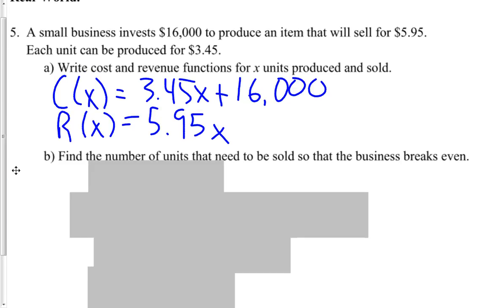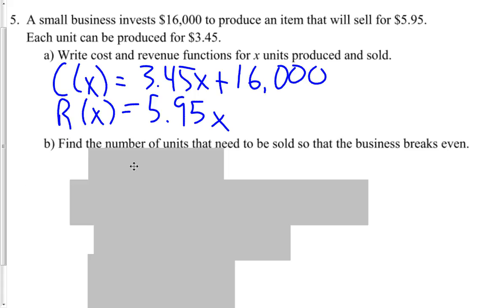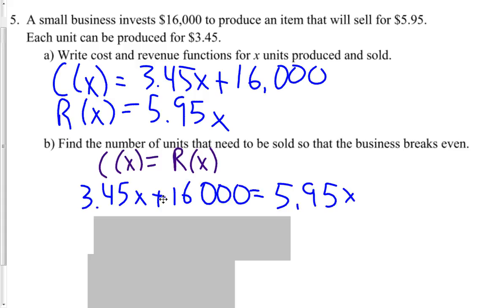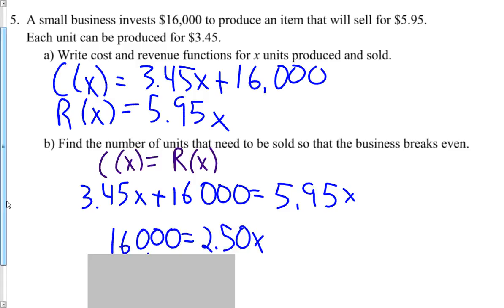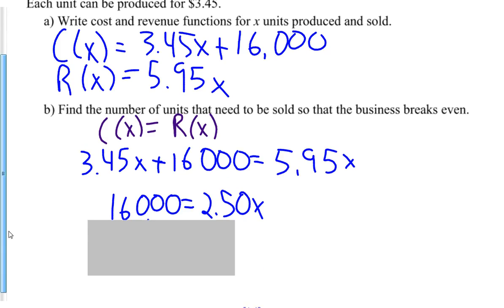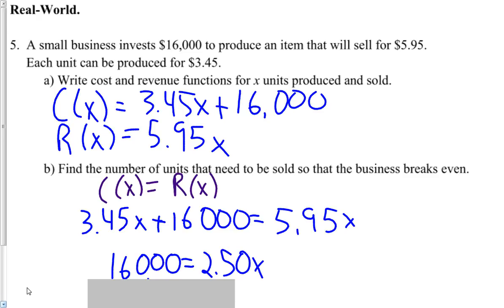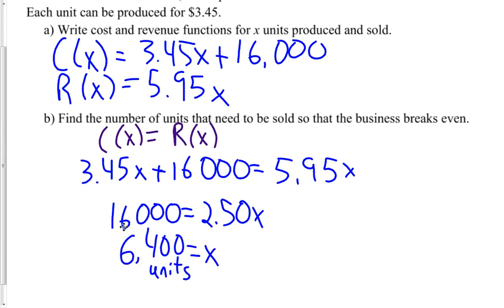To find the number of units that need to be sold, we're going to make them equal. So cost of x equals the revenue of x, meaning we put them together. 3.45x plus 16,000 equals 5.95x. Subtract the 3.45x from each side, we get 16,000 equals 2.5x. And finishing up, dividing by 2.5 from each side, we get 6,400 units is where we will break even. 6,400 units.